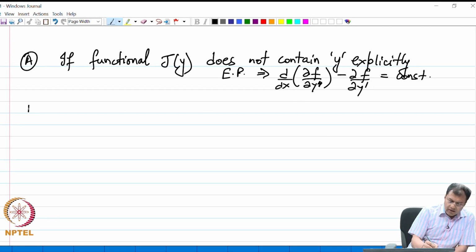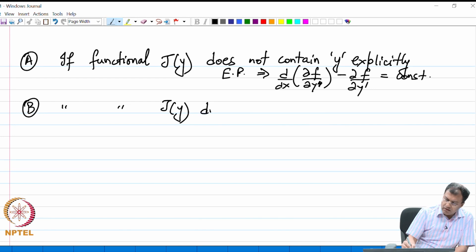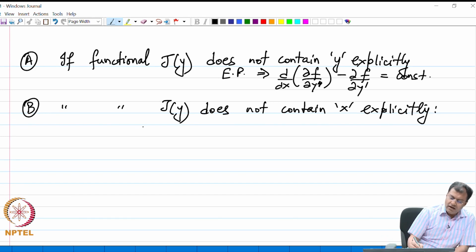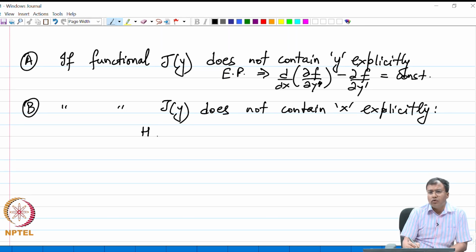The second special case is if my functional J of y does not contain x explicitly, then my Euler-Poisson equation reduces to the generalized Beltrami identity.